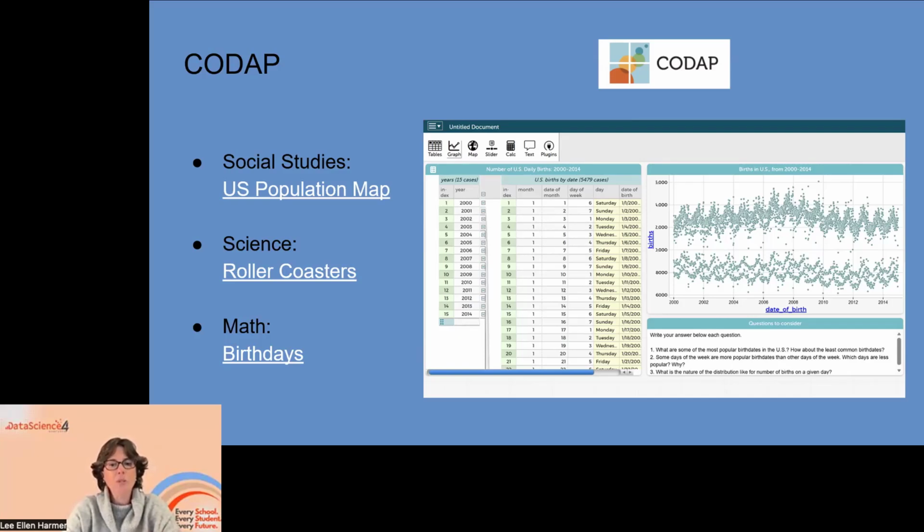This slide has a few different example lessons from various disciplines. So for example, you can play around with the US population map in social studies. You can explore various types of roller coasters and analyze their speeds in science. And you can determine whether the distribution of birthdays is uniform in a math lesson. So they have a number of different lessons that are available, but I wanted to pick out a couple across different disciplines to show you that this tool can really be used for just about everyone. They have sample lessons for students in upper elementary, middle school, and high school.